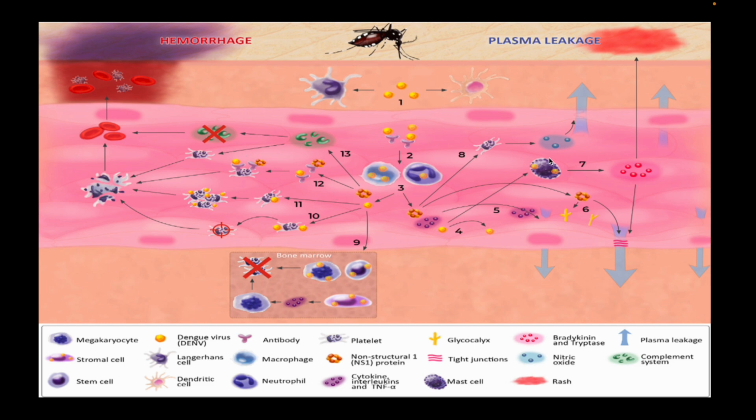It aggravates in basically two directions. One is the involvement of the glycocalyx layer and the endothelial inflammation, which results in the plasma leakage. The second is the effect on the platelets, thereby attacking the platelets and causing immune effect, thereby making the patient more vulnerable to hemorrhagic complications. Apart from that, it can also affect the bone marrow, thereby reducing the production of platelets as well. So it has got two very distinct reactions. One is the plasma leakage, the other being the hemorrhagic complications.